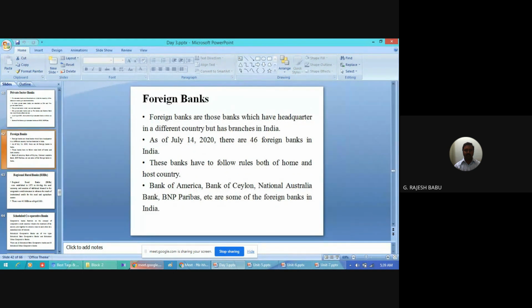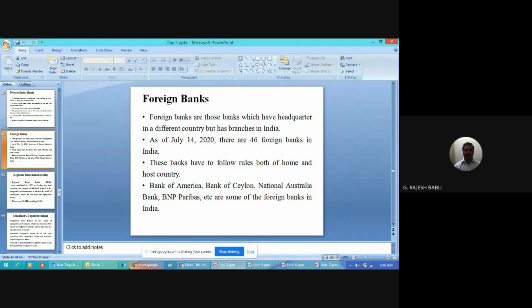Next one, foreign bank. Foreign banks are those banks which have headquarters in a different country but have branches in India. As of July 14, 2020, there are 46 foreign banks in India. These banks have to follow rules of both home and host country. Some foreign banks in India are Bank of America, Bank of Ceylon, National Australia Bank, BNP Paribas, etc.